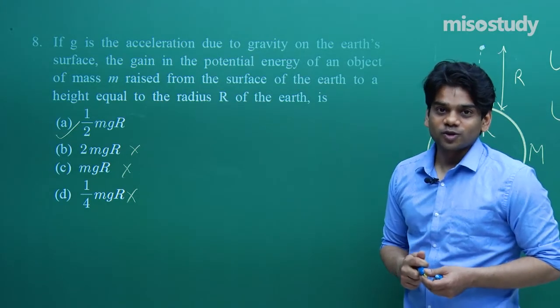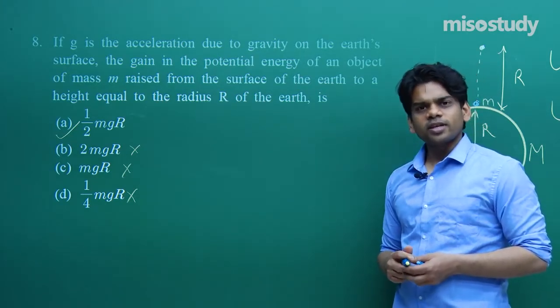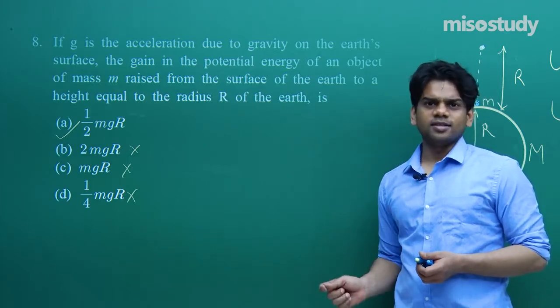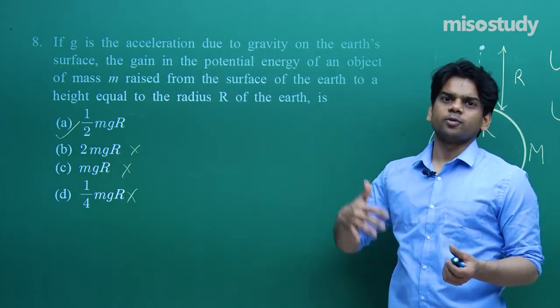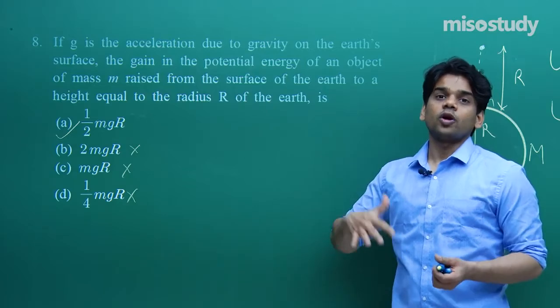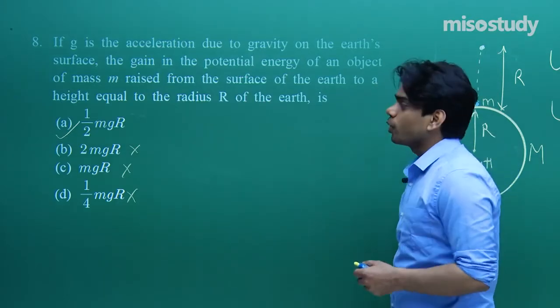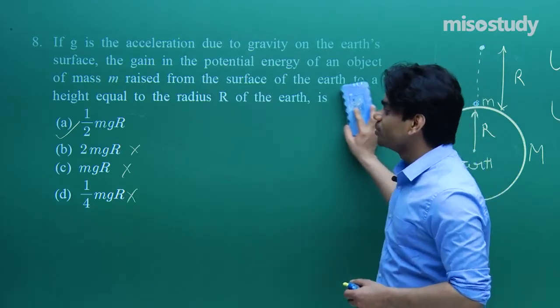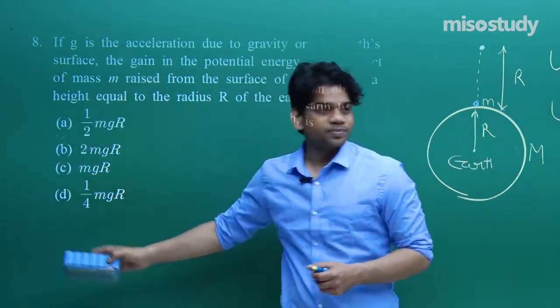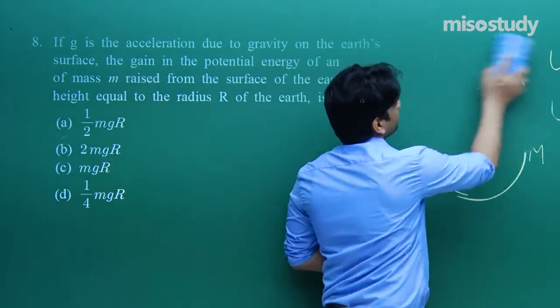This is how you have to actually solve such questions. If you are thinking that on the surface of Earth the potential will be 0, and if you raise it the potential will be mgR, and you solve in that manner, you will get the wrong answer. This is how you have to solve stepwise to get the right answer, that will be half mgR for this question. Let's go ahead.